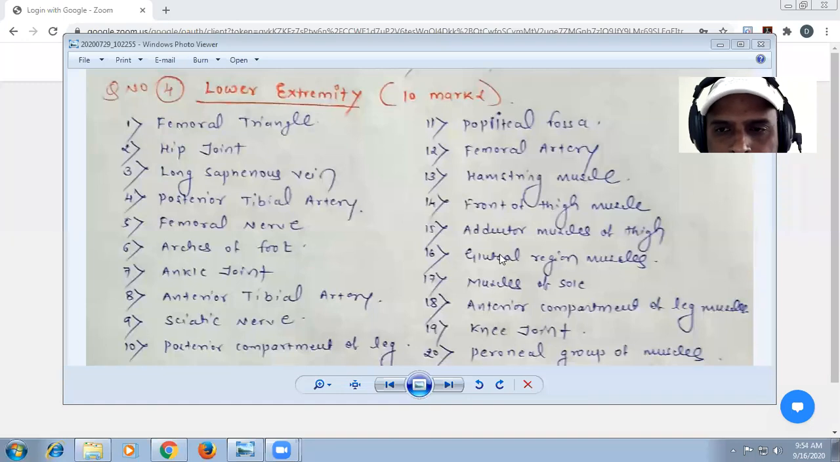One group can be asked for the origin insertion you have to write. And gluteal region muscle, muscles of sole means all you have to write. And anterior compartment of leg, knee joint, and peroneal group of muscle. So these are very important things you have to know in the 10 marks question.